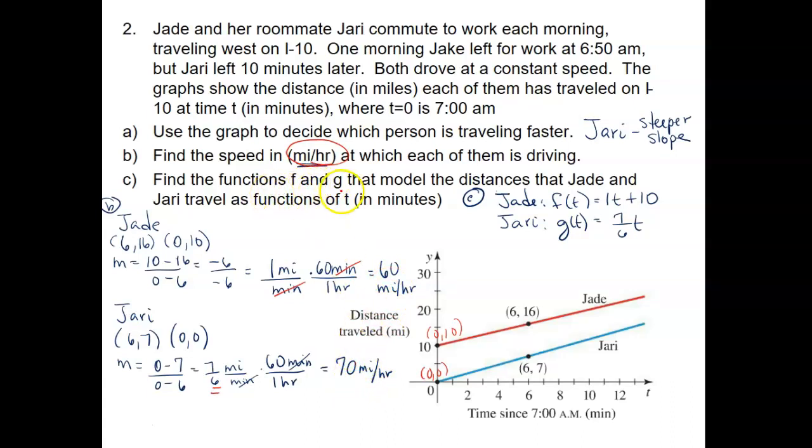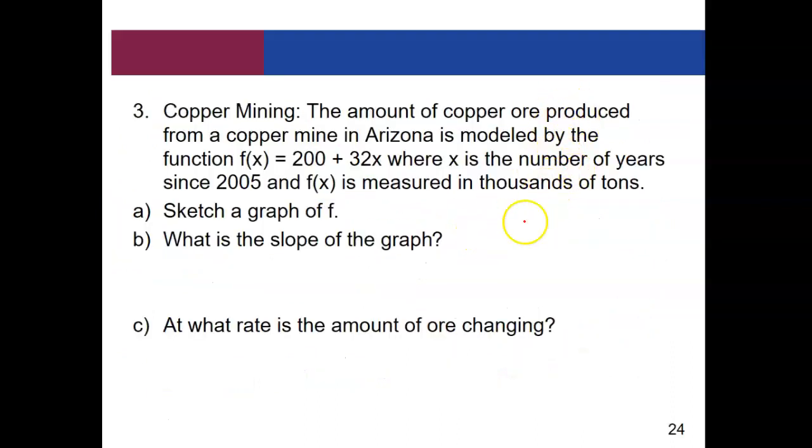Okay. Find the functions f and g that model the distances that Jade and Jari travel as functions of t. And this wants it in minutes. So it's going back and forth between hours and minutes. If I want this in terms of minutes, then I actually want to use the slope here before it's converted. So for Jade, she had a slope of 1 and a y-intercept of 10. Jari had a slope of 7/6 and a y-intercept of 0. So these are the two models that we should have found in terms of the variable t. Okay, here's another one for you to try.